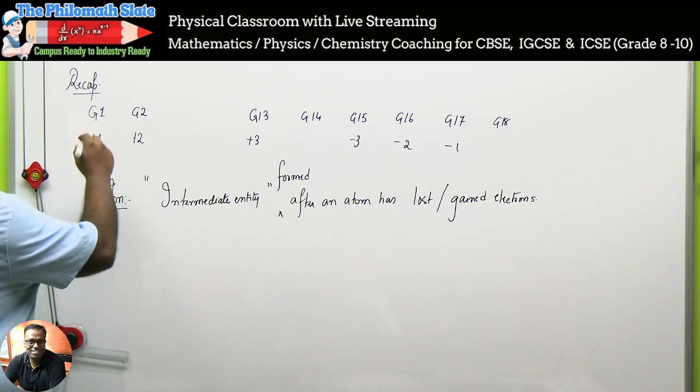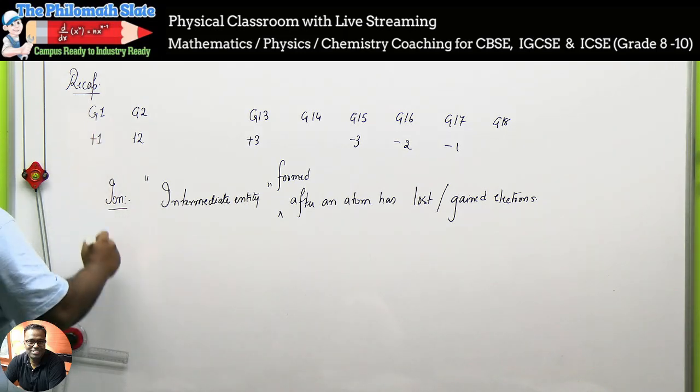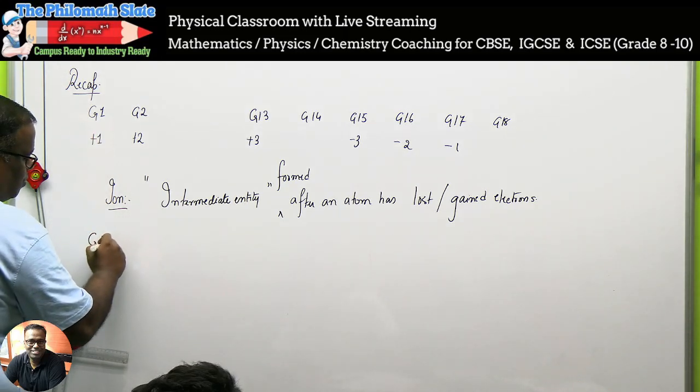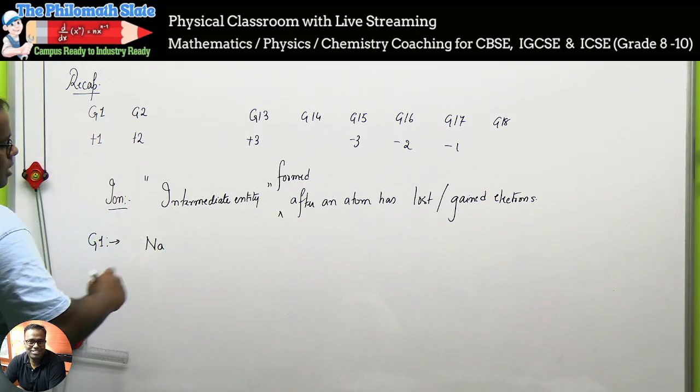Now if you look at group 1, group 2, group 13, all these atoms are what? If I take an example from group 1, what will it be? Sodium from group 1.